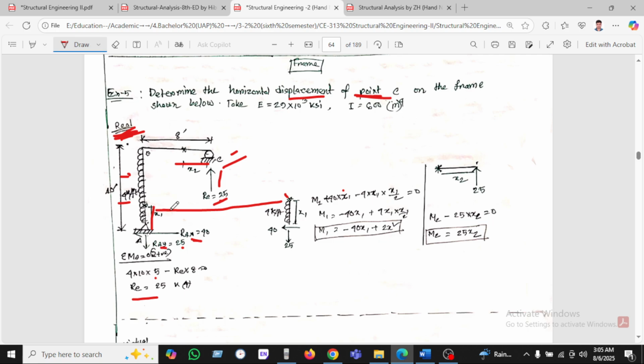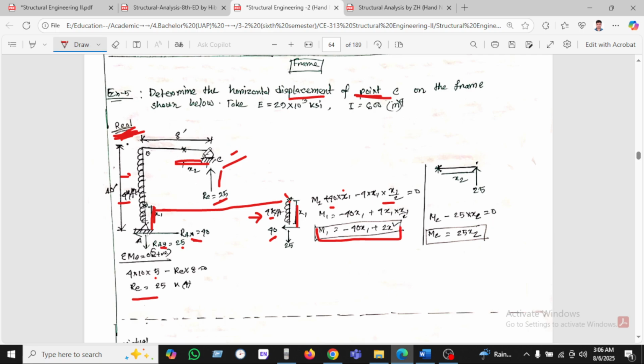So this is x1 and this is x2. For x1, if we take the moment, M1 is 40 into x1, the distance, minus 4 into x1 into x1 over 2, since the UDL acts at the middle of the portion. In this way we get M1.